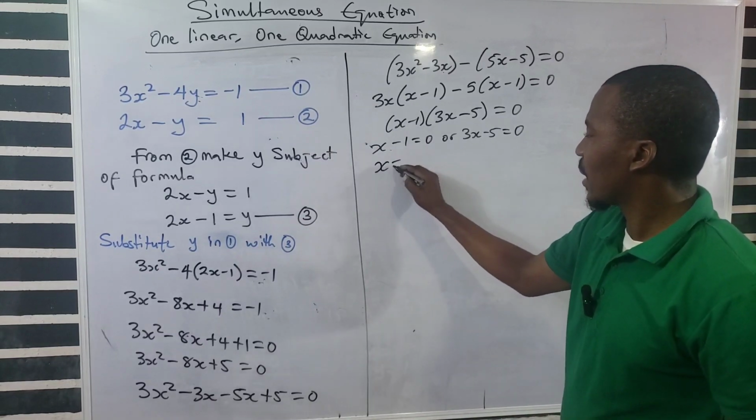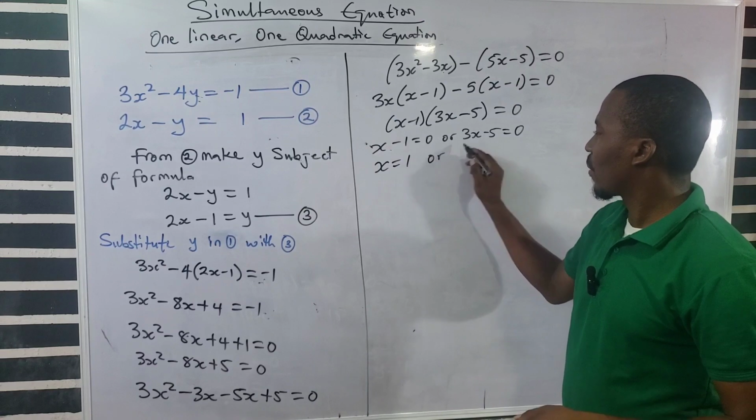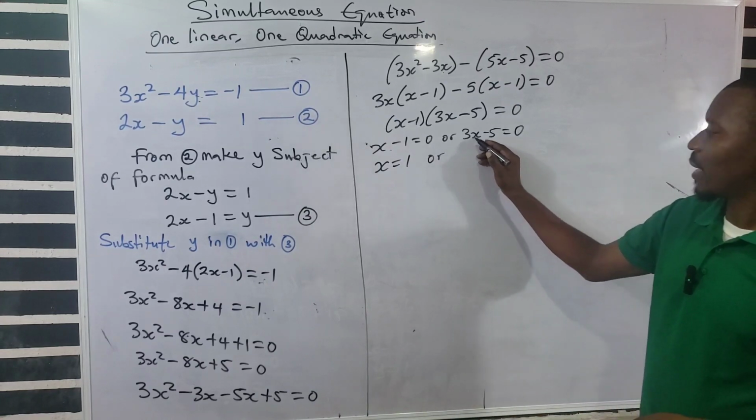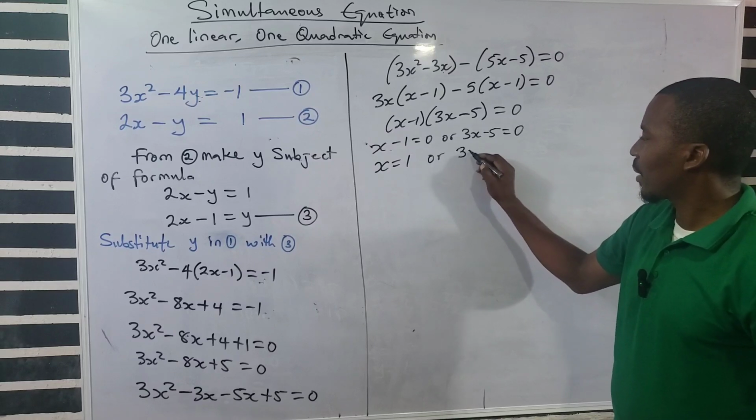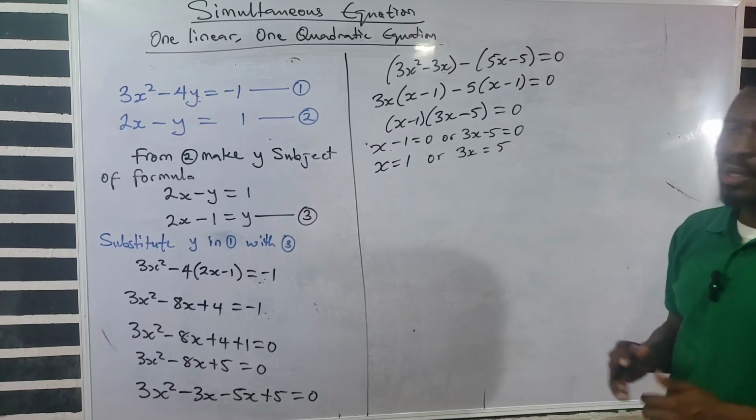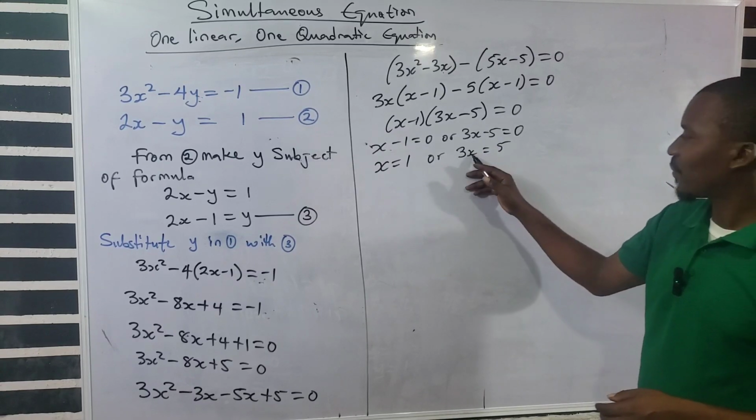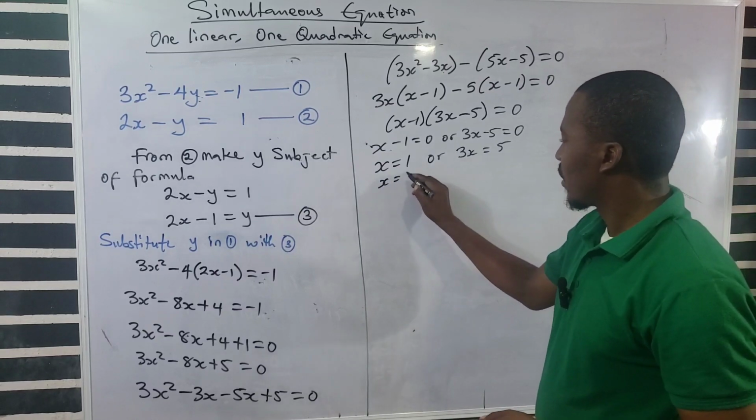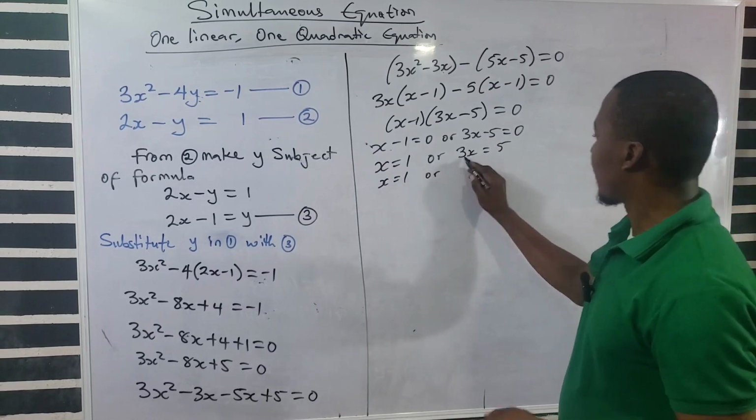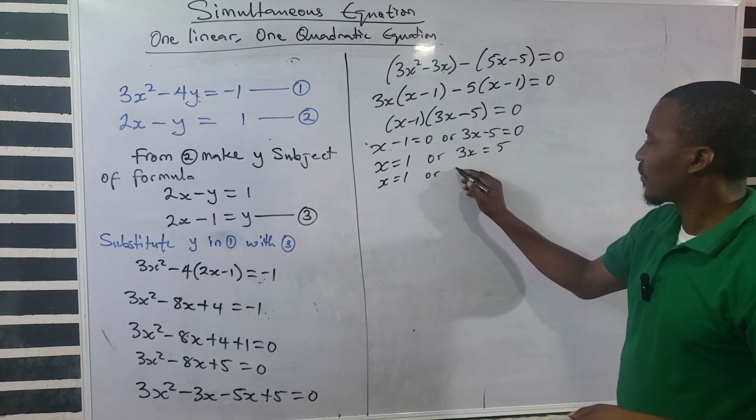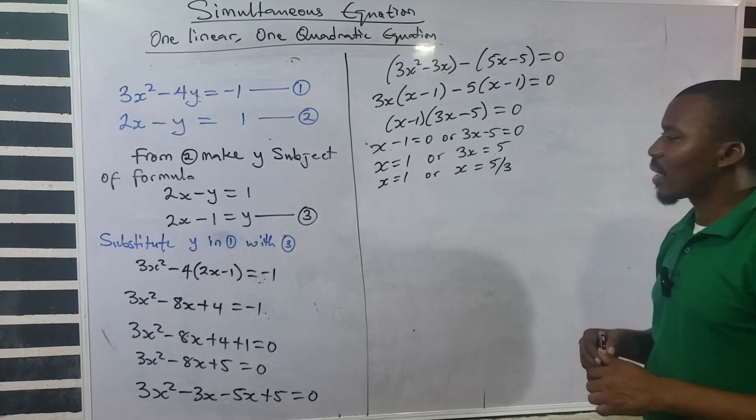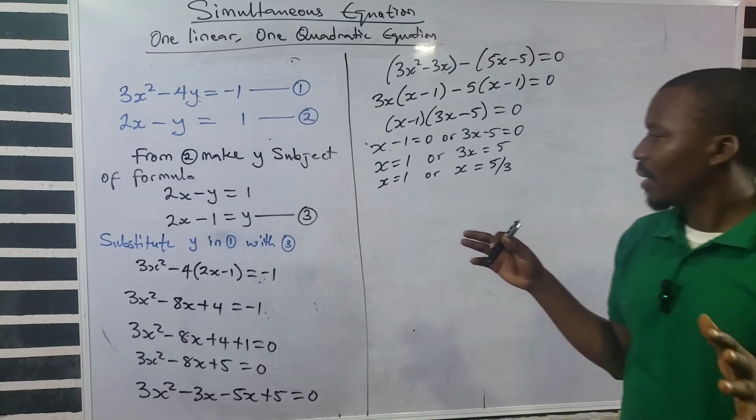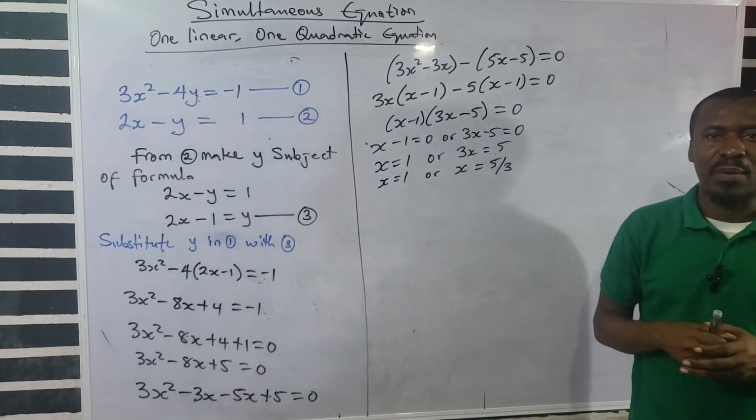So that will give us that x equals 1, or, so you solve for x here, minus 5 will go over here, you have 3x equals 5. So the next thing to do is to find the values of x. So that will give us, divide both sides by 3 here, you have x equals 5 over 3. So we have gotten the answers of our x.